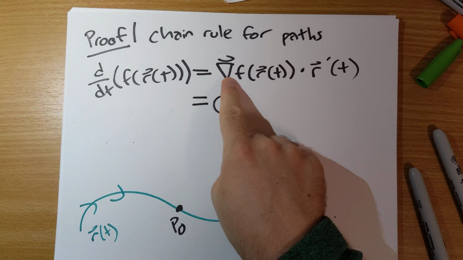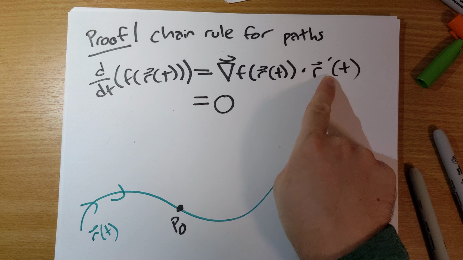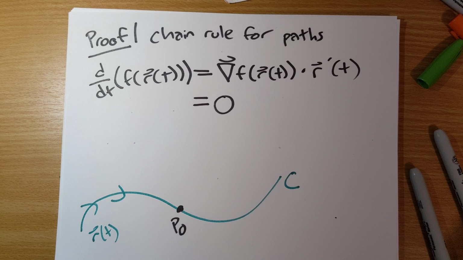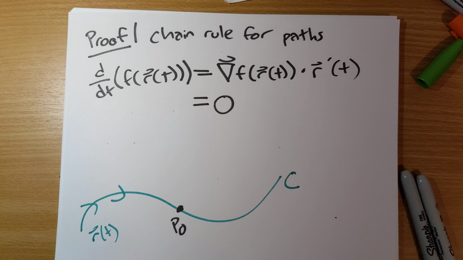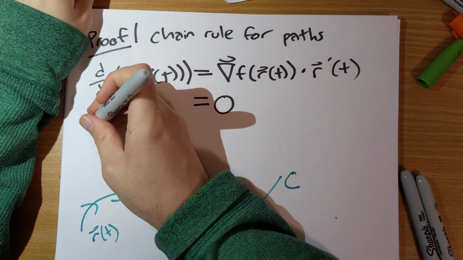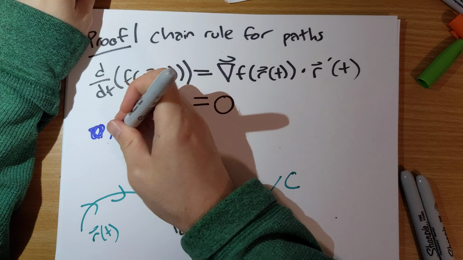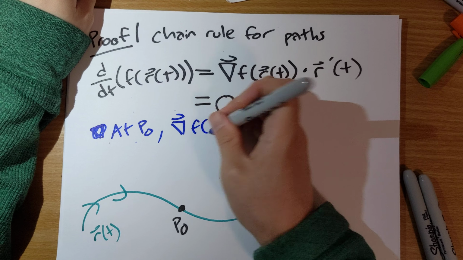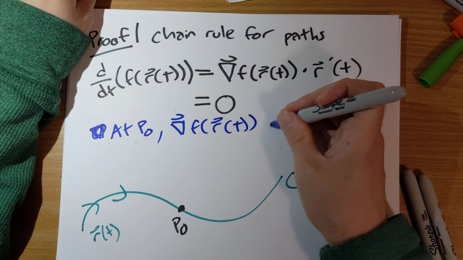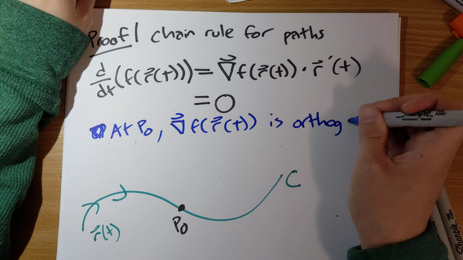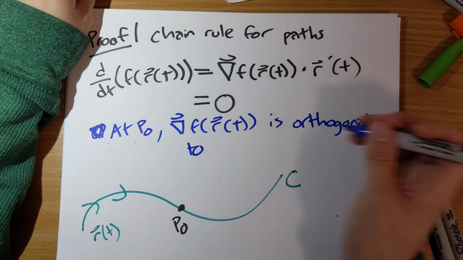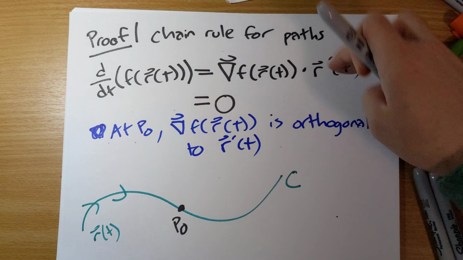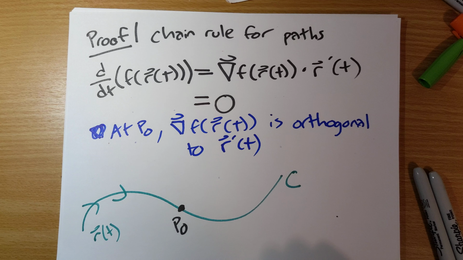So what this says here is the gradient of f of r of t dot product r prime of t is equal to 0. This tells us that at the point P naught, the gradient of f of r of t is orthogonal to r prime of t, because the dot product of these two expressions is 0.